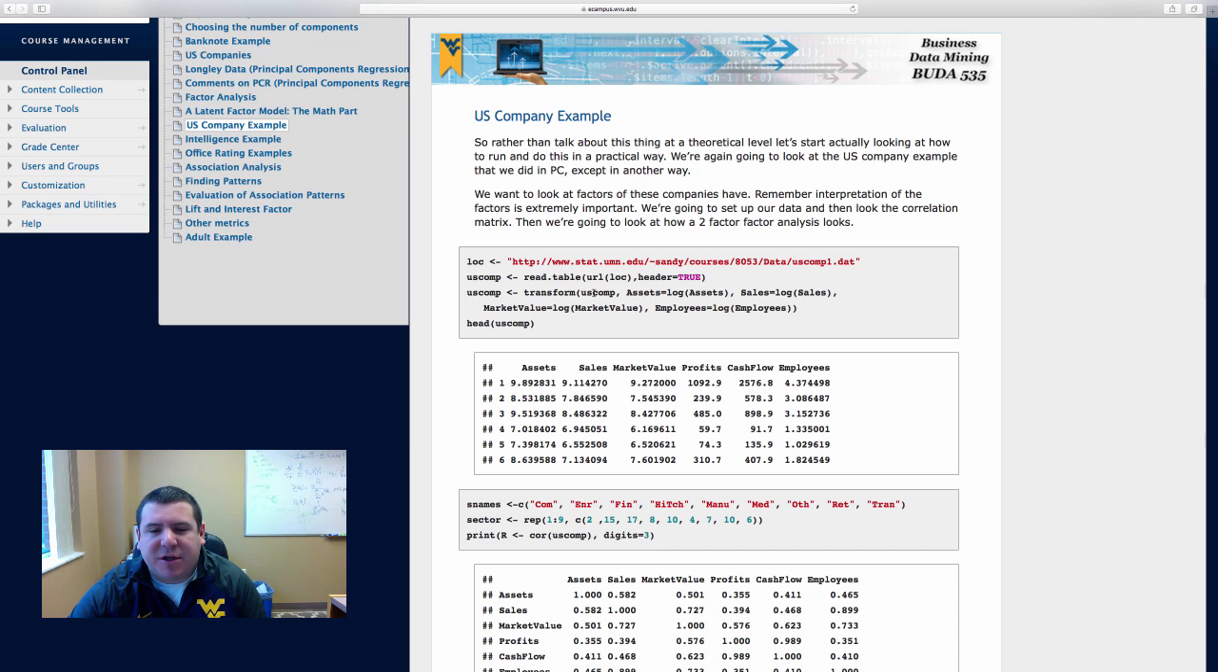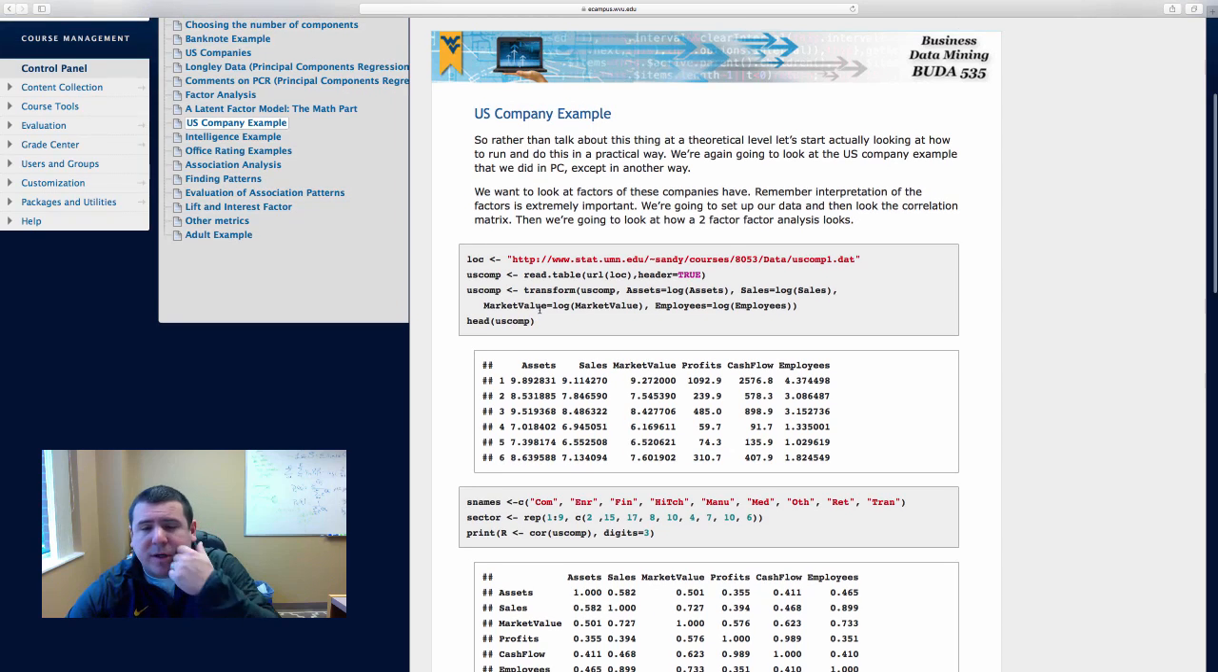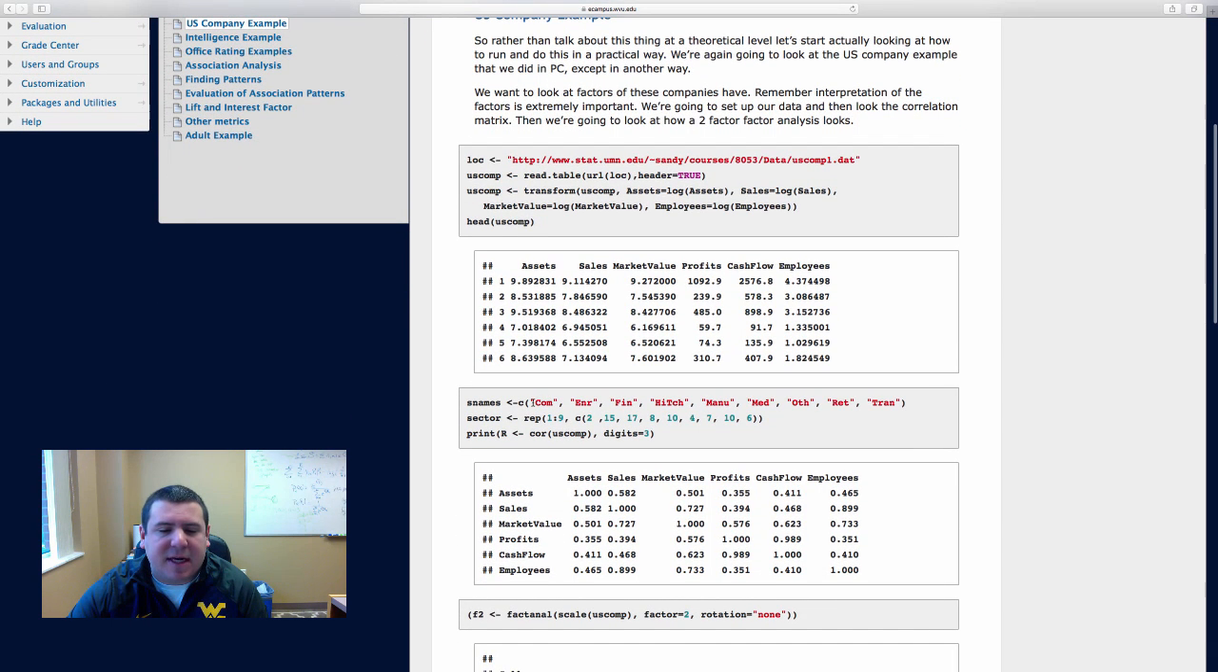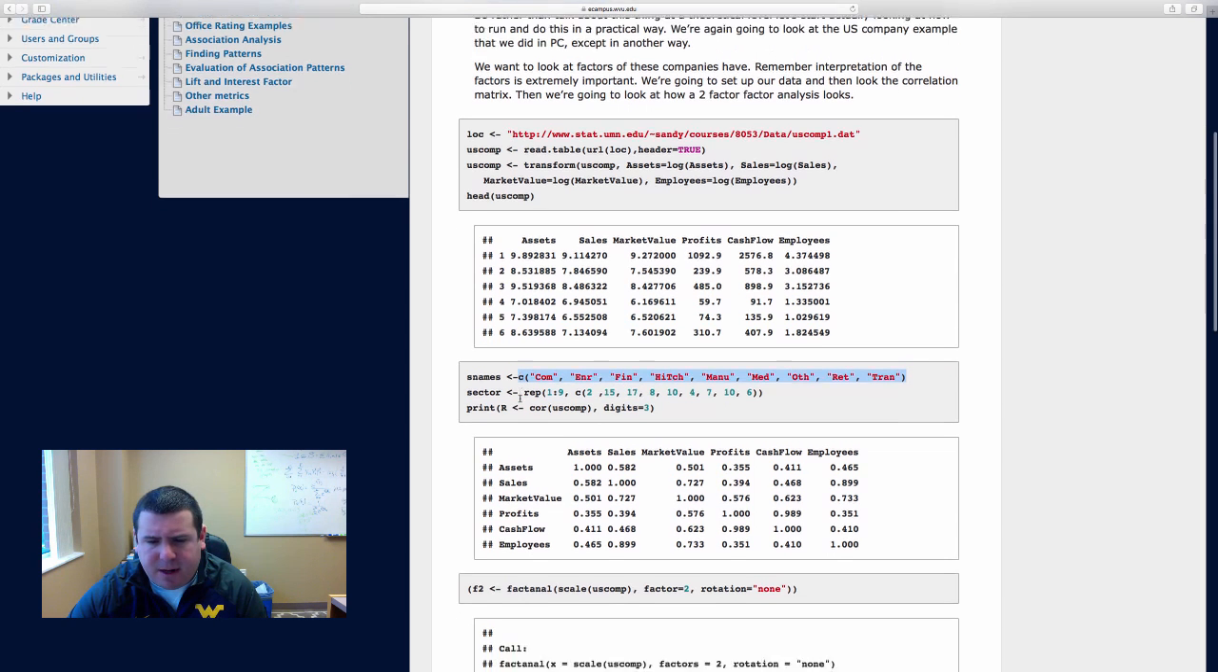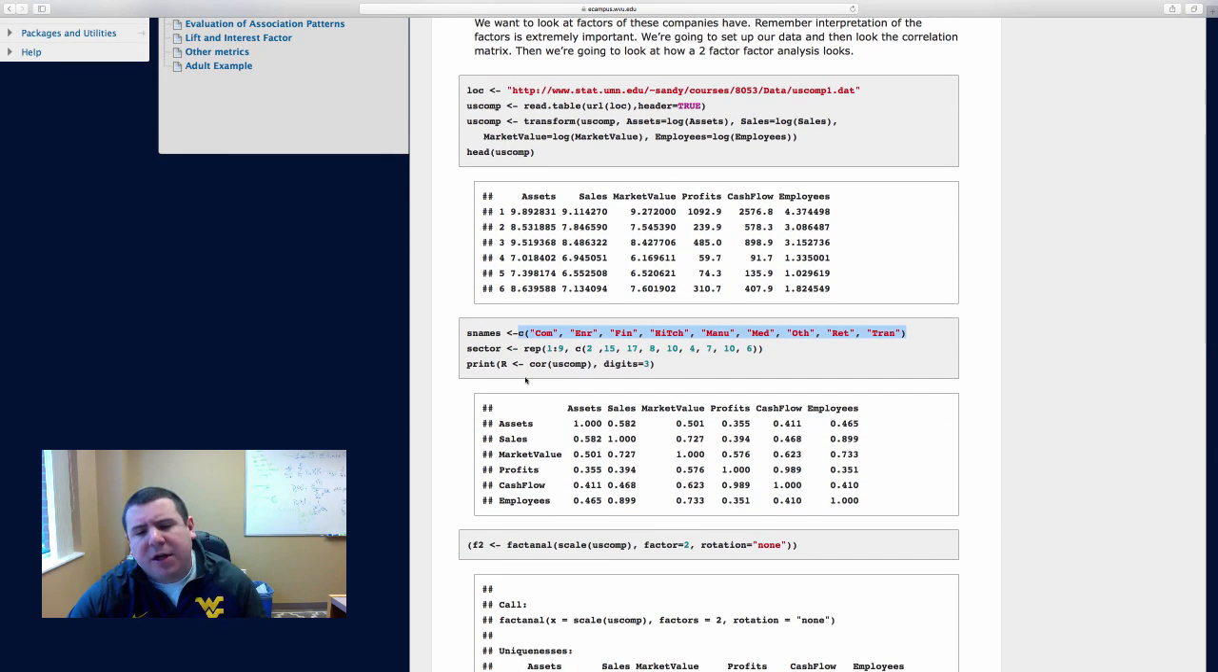I'm going to do a transformation on the U.S. company data set. I'm basically just going to take the log of everything. That could get rid of some of that variation we saw in the original example. And just to show you a different feel of this, I'm going to give the sector names. You guys know what these mean already, I'm not too worried about that, but you're going to use them here in a second.